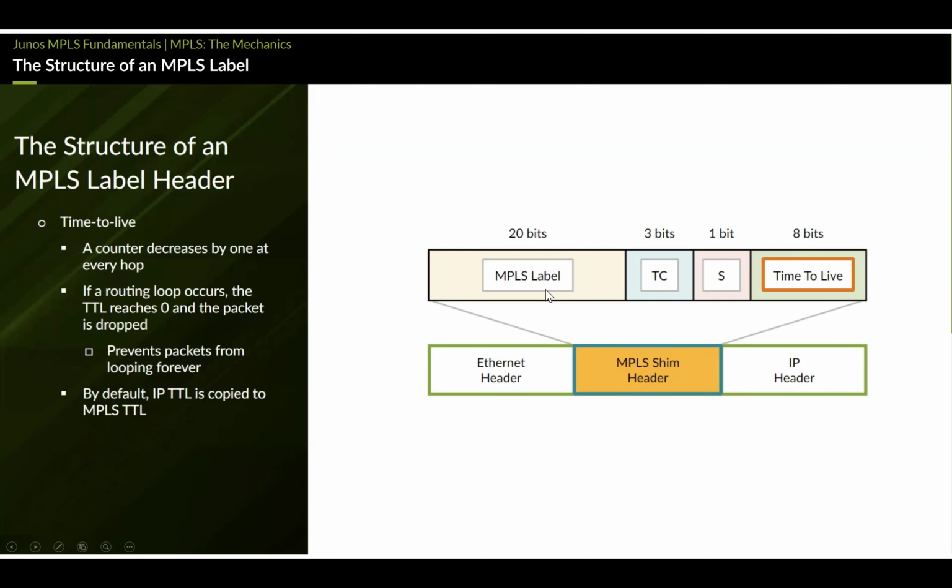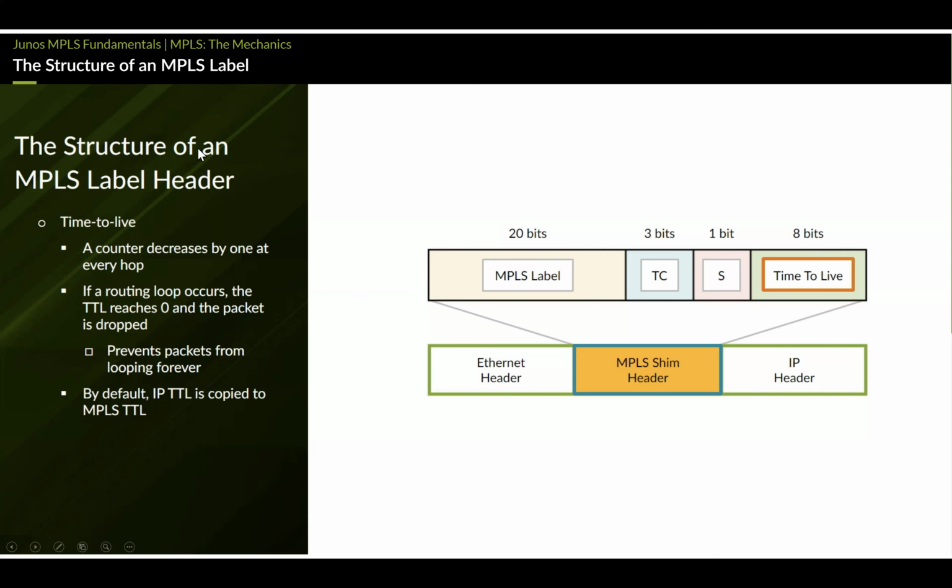And these are the details of the MPLS shim header. Total is 32 bits: 20, 3 plus 1 is 4, and 8. 4 plus 8 is 12, 12 plus 20, total is 32. So the total is 32 bits and 20 bits is the MPLS label. Number two, TC: TC is 3 bits, S is 1 bit, and time to live is 8 bits.